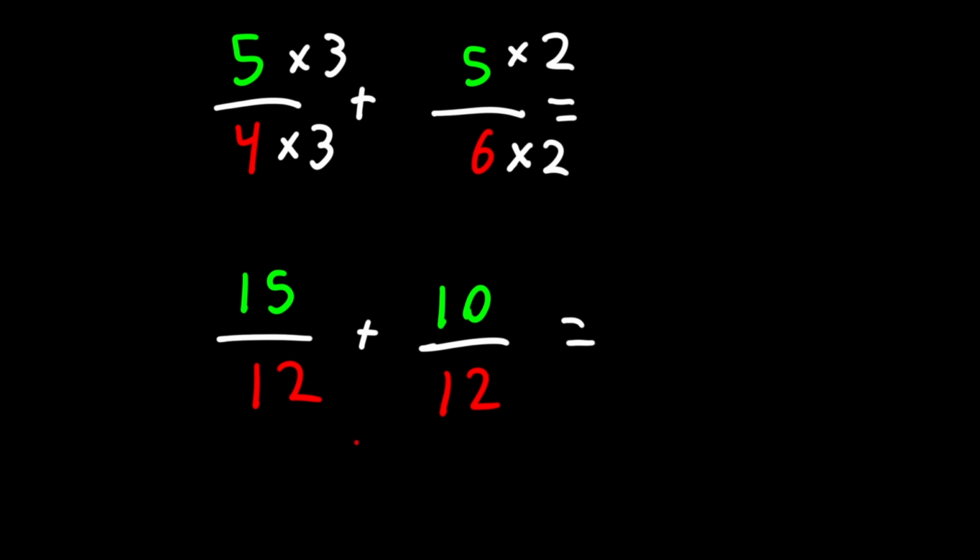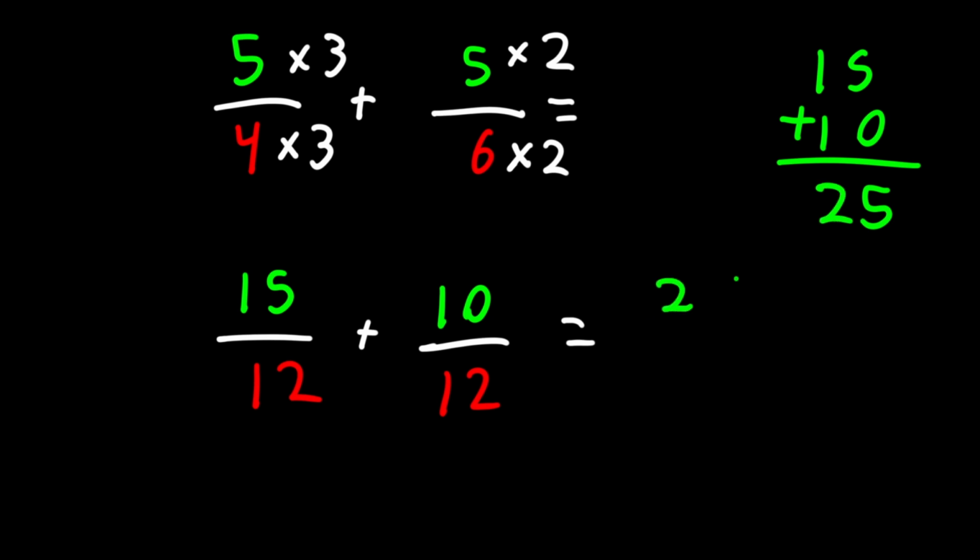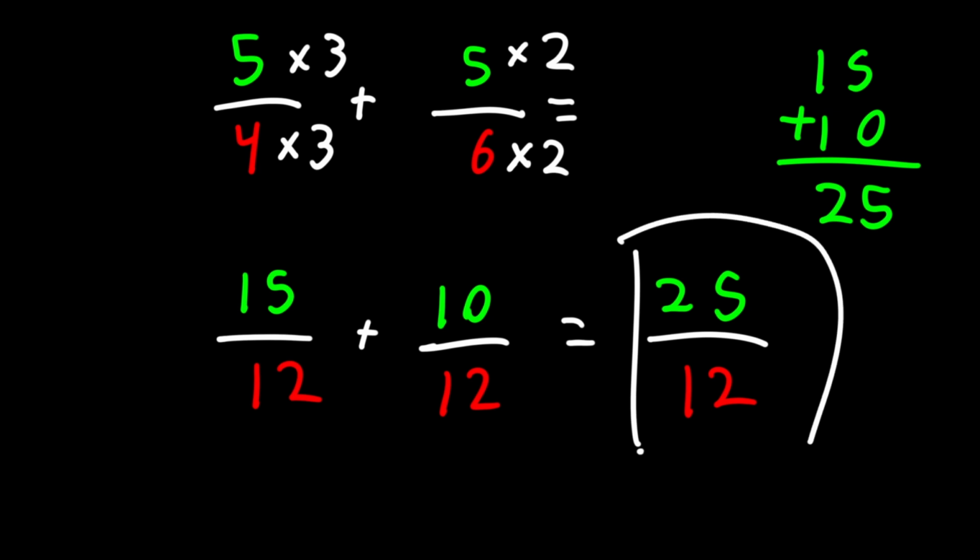Notice how these two fractions have the same denominator now? So we're allowed to add them together. So what we're going to do is we're going to take the numerators and we're going to add them together. 15 plus 10 is 25. So our answer is 25 over 12. This is our final answer.